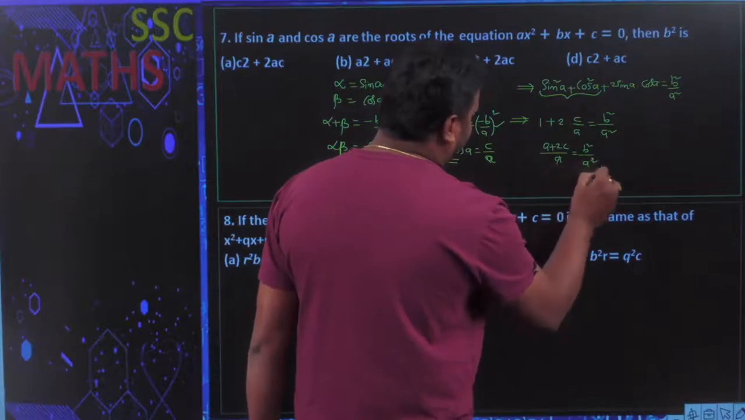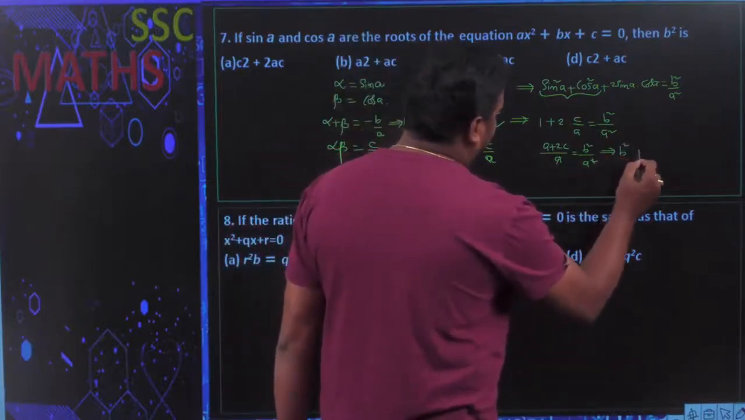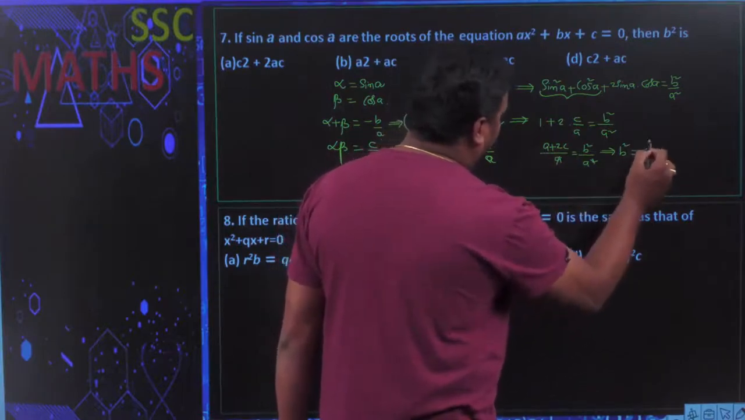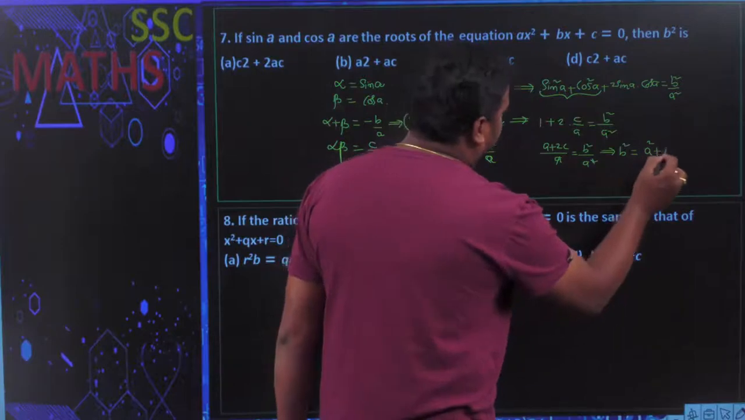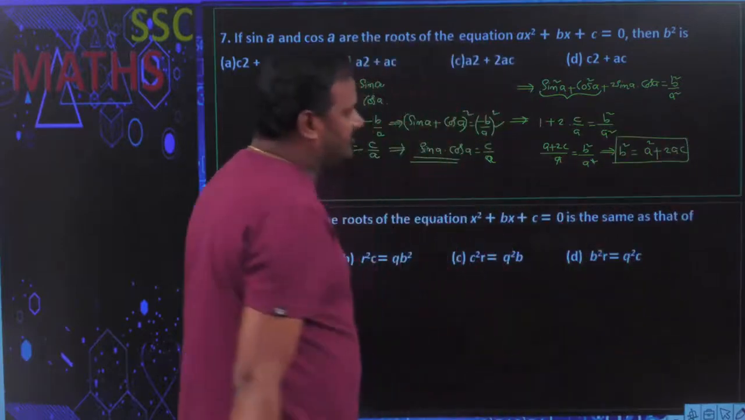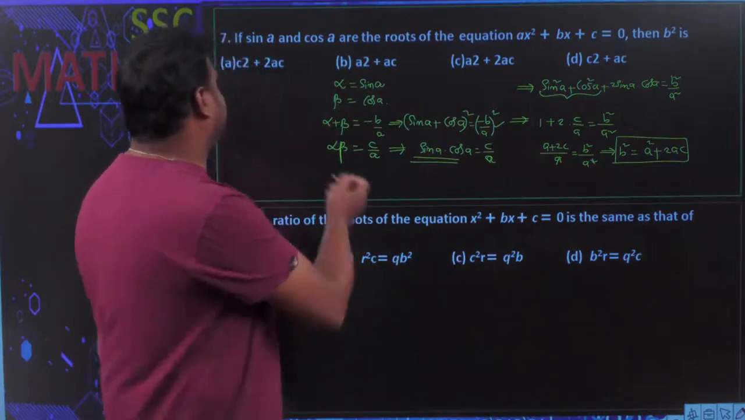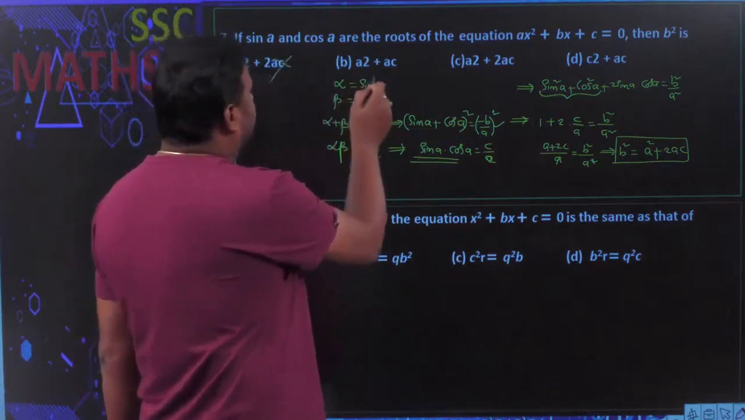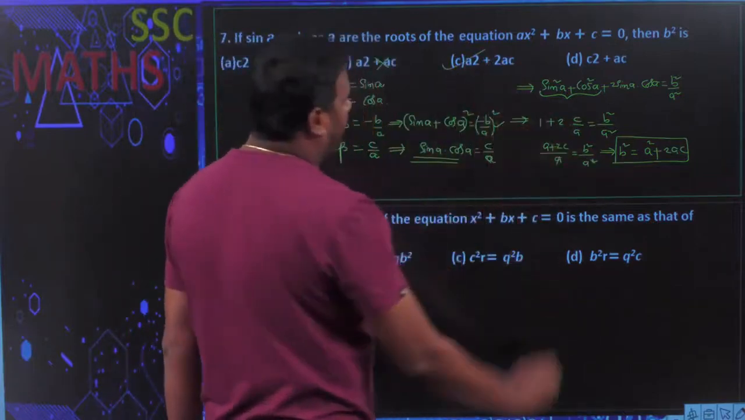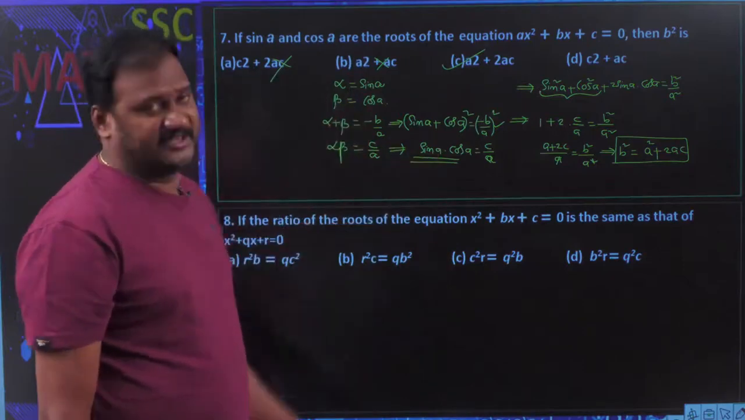Now one a gets cancelled. Finally, by cross multiplication, b square is equal to a plus 2c into a, that is a square plus 2ac. This is the value of b square. So b square is equal to a square plus 2ac. That is the correct answer according to the given information.